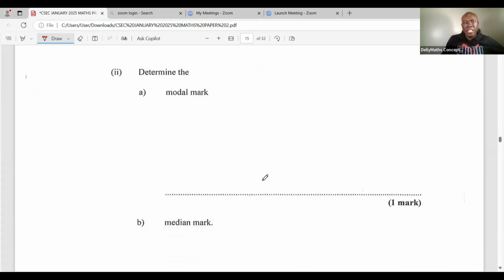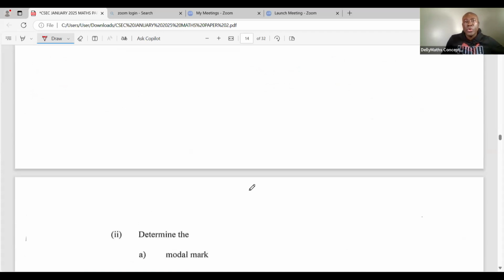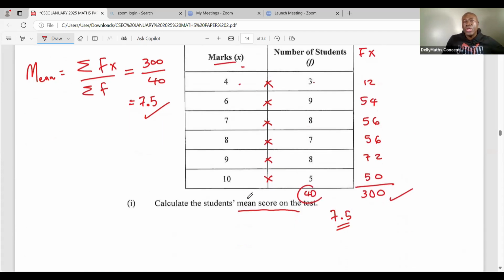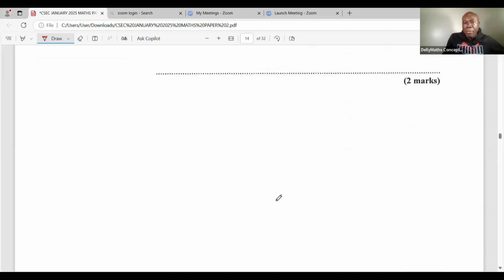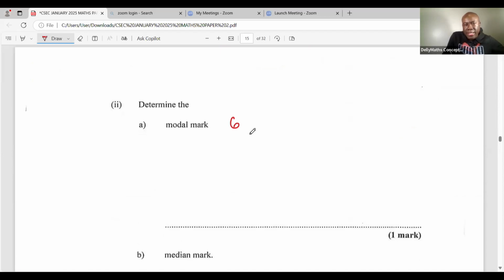The other question says determine the modal score. When we speak of mode, we're referring to the score that occurs most frequently. So we're going to go to the frequency f and look for the largest number, which is actually 9. And then we go where the score is. Be advised that this number 9 is not the answer. It's going to help us to find the answer. So it's going to be 6. That is our modal score. That 9 persons got 6. So the modal score is actually 6, all right?